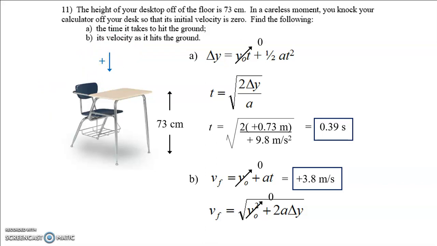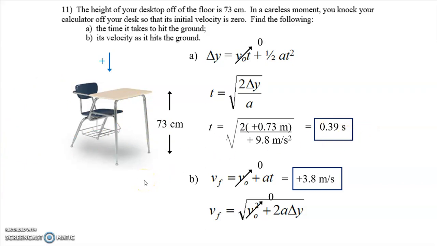Alright, what about that last part there? What if instead of it being your calculator, what if it's your big heavy textbook? How would that affect your answers? Go ahead and pause the video and think it through. Okay, so hopefully you said something along the lines of, it would take the exact same amount of time, right? Because assuming no air resistance, assuming it is in free fall, all objects in free fall have the same acceleration. So no matter what, any object that falls from rest and falls through a displacement of 73 centimeters will take 0.39 seconds to hit the ground.